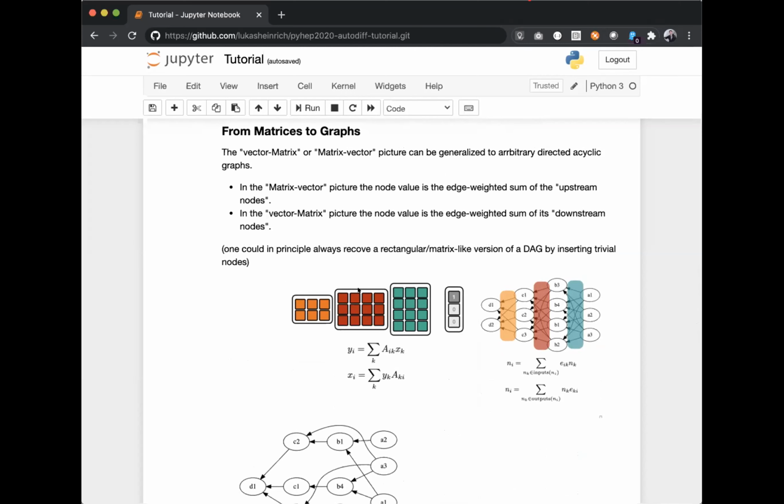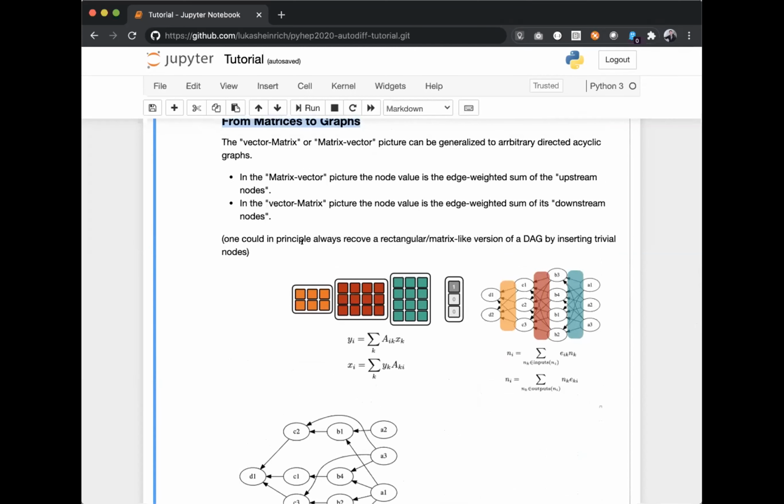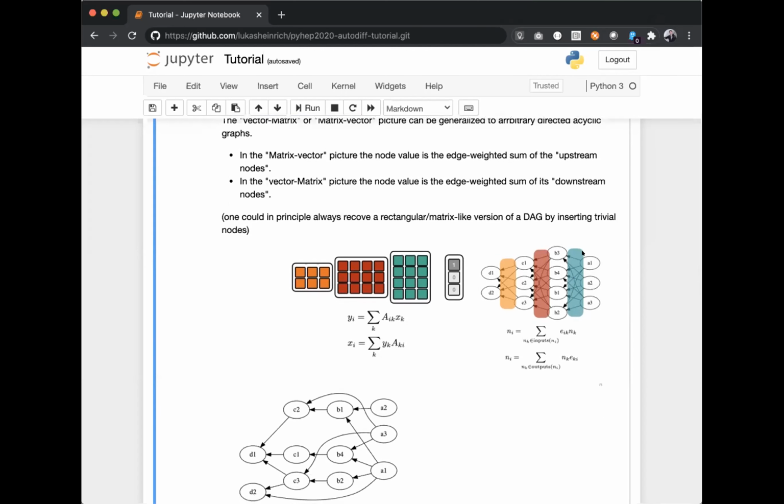So you can view a linear transformation as a series of matrix multiplications, but you can also view it as a series of graphs. So if you have a map that goes from a 3-dimensional to a 4-dimensional to a 3-dimensional to a 2-dimensional space, it's either a set of matrices here, or you can also construct it as a directed acyclic graph like here. And then every edge here basically corresponds to one of these matrix elements.